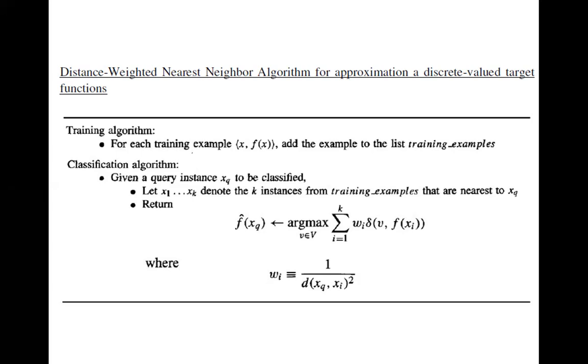First part is training. For each training example x comma f of x, see, f of x is nothing but our label, that for that x, what class it belongs to. For each training example, add the example to the training list. In KNN, training is nothing but we just go on storing those examples in the memory. All the examples will be stored in the memory.